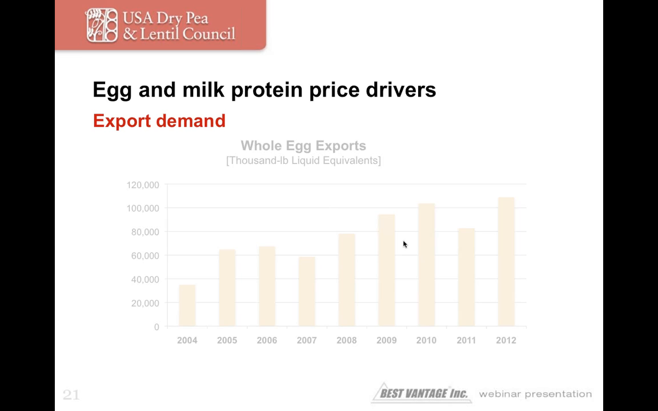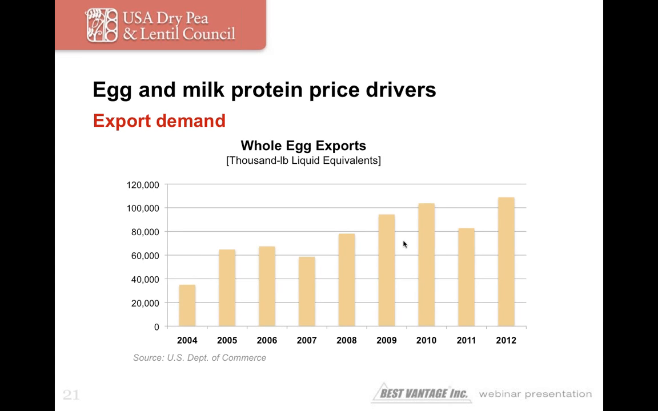Now, if we look at export demand for eggs, for example, the demand for whole egg export has been increasing over time, which puts more pressure on domestic sources. You can only grow flocks at a certain rate, and right now the egg industry is having to deal with a lot of environmental and humane animal treatment issues that have put pressure on their ability to expand flocks.